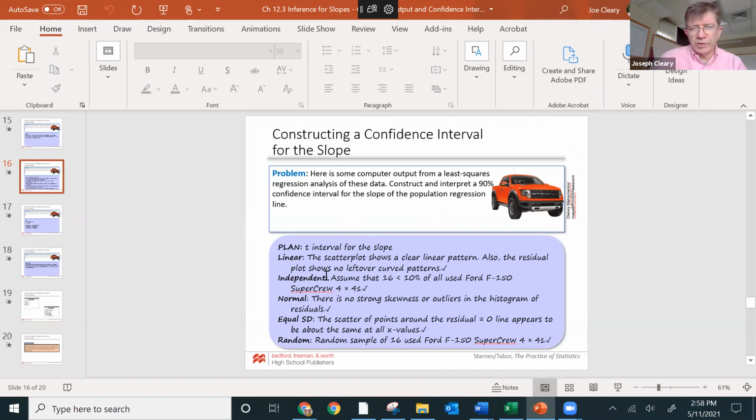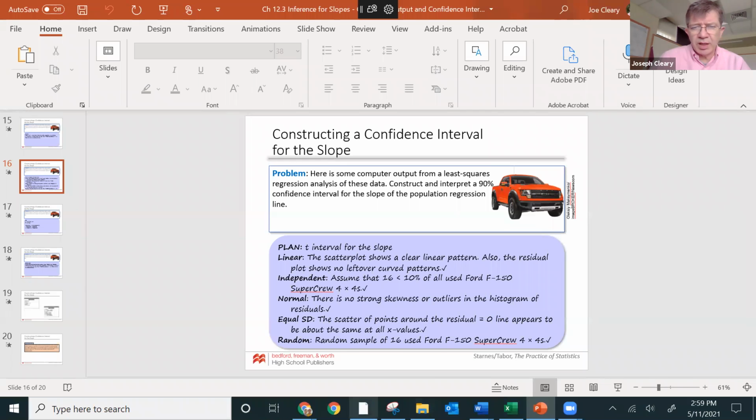And then we'll talk about independence, and it is logical to assume that 7 is less than 10% of the population that we're generalizing to, which is high school seniors at Loomis Chaffee. And then we'll also look at the histogram of the residuals, look at the scatter plot of the residuals, and then we can talk about the randomness. We actually took a convenience sample, but we feel comfortable that our 7 are representative of the seniors at Loomis Chaffee relative to reaction tests. So while we're not random, we do feel it's representative of the population.